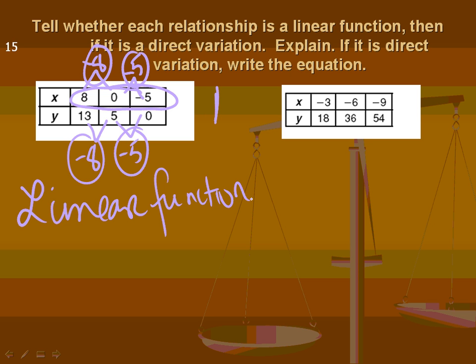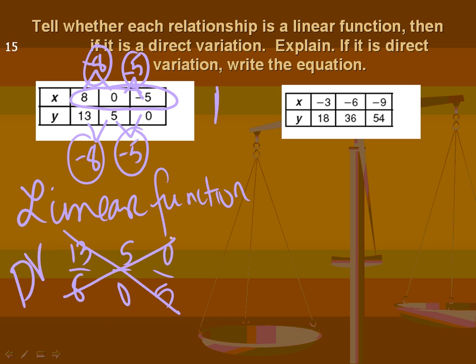And now I need to see if it's direct variation. Direct variation is y divided by x. So I'm looking at 13 divided by 8, 5 divided by 0, and 0 divided by 5. These all will not give you the same number, so no, it is not direct variation. Second problem in that same section, it is a function.